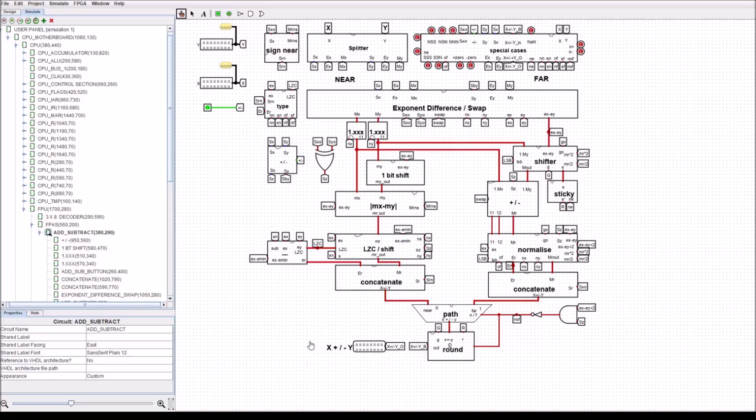Now we've finished with the multiplication and the addition and subtraction. The next one we're going to look at is the division and square root.